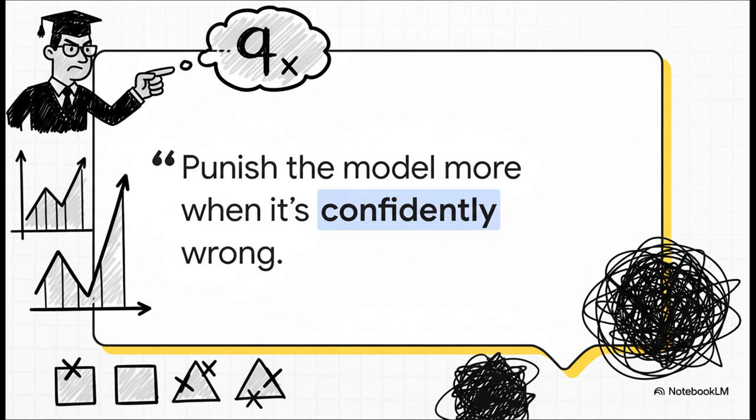Now, here's the genius of our teacher, the loss function. It doesn't just say, nope, you're wrong. If the bot was really confident about the wrong answer, the punishment, the loss, is way, way higher. This forces it to really learn from its biggest mistakes.